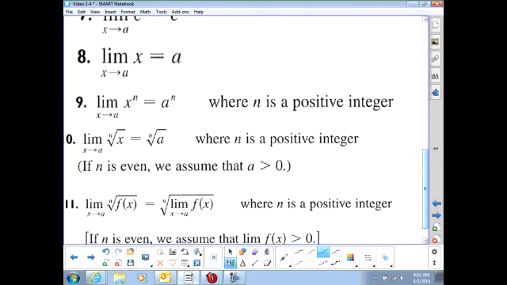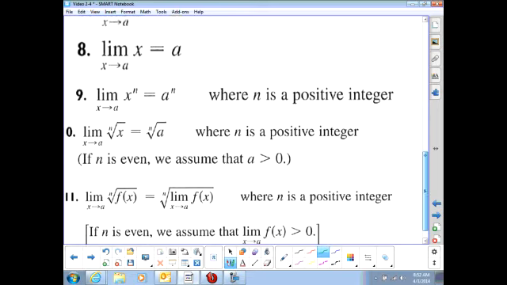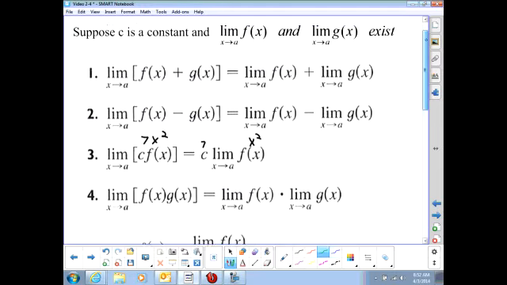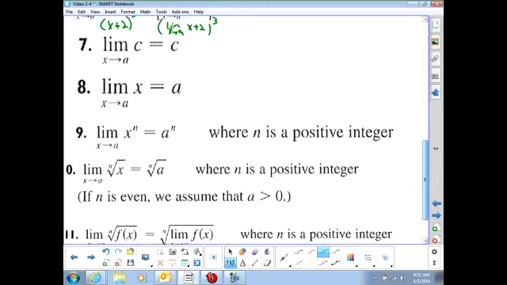We just need to assume that the values under a radical are positive if we're dealing with an even root, like a square root or a fourth root, because negative values would not be in the domain. And then 11 is similar to 10, just we have an actual function underneath the radical. So again, you can either pause and copy these each down, or they're also in the textbook on pages 99 to 101.